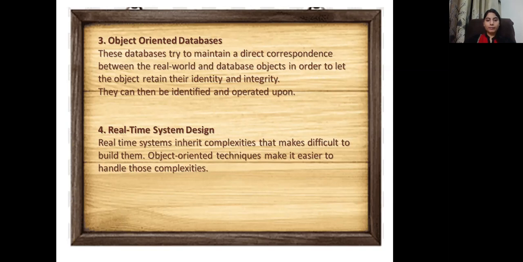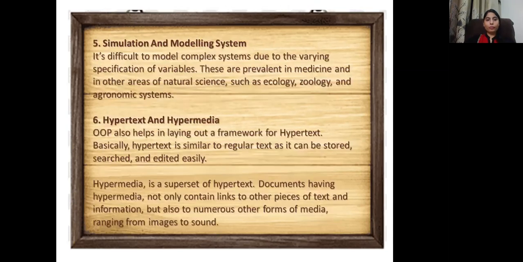Real-time system designs. Real-time systems inherit complexities that make them difficult to build. Object-oriented techniques make it easier to handle those complexities. These techniques present a way of dealing with these complexities by providing an integrity framework which includes schedulability analysis and behavioral specifications.